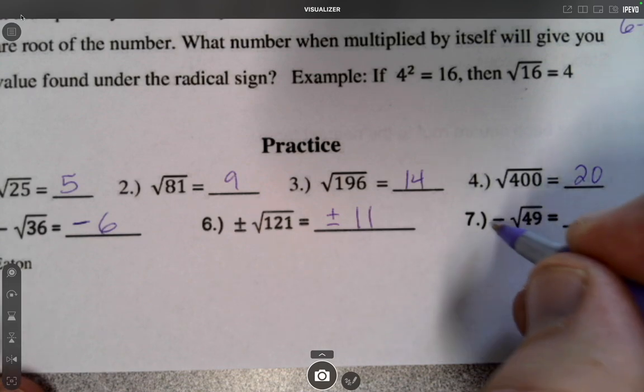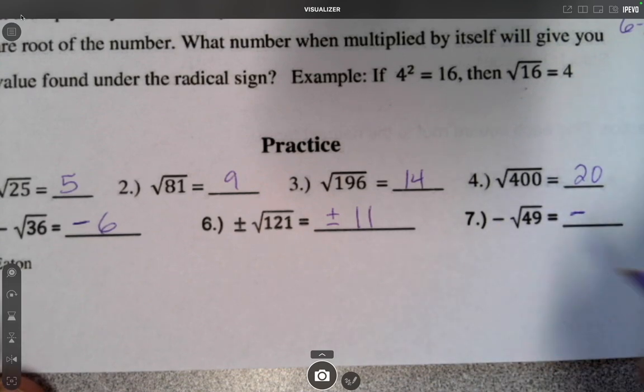Okay, for 7, we have a negative sign, so we have to have a negative in our answer. And the square root of 49 is 7, because 7 times 7 equals 49.